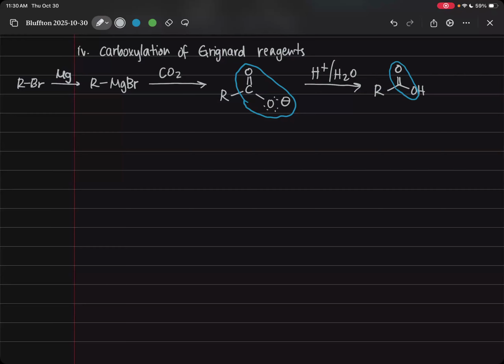The way you actually do this in the lab, and unfortunately we're not going to have time to do this experiment, but you make your Grignard reagent, which you have to do under air and water-free conditions because it's pretty sensitive. And then you get a beaker of dry ice, solid CO2, and you just dump your reaction mixture onto the dry ice. And it does that reaction, and then you throw in some acid, and you get your carboxylic acid. I just think that's kind of fun to do.